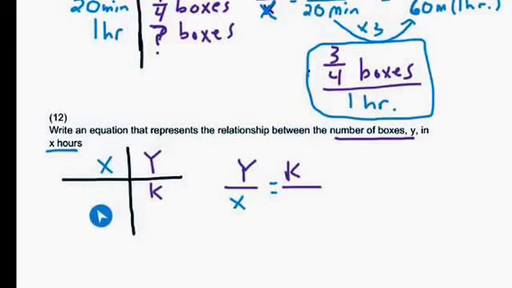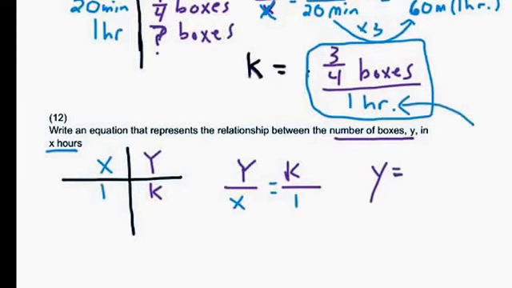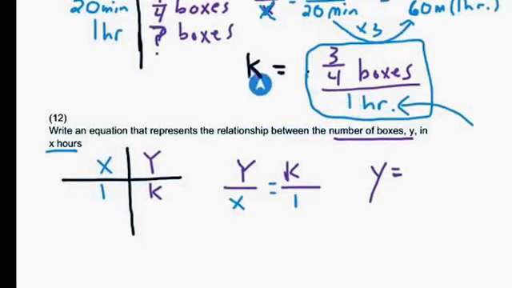And what value of x, if y is k, what value of x allows us to identify k? That value is x equal to 1. So in our table, x is 1, y is k. In a rate, in the denominator, x is 1, y is k. And so we see x equal to 1, or 1 hour in the denominator, so k equals 3/4 boxes.